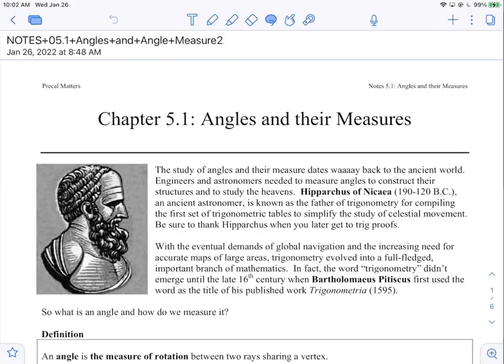All right, so 5.1 is the start of the second semester of pre-calculus, right? It's going to be the study of trigonometry. This rare black and white photo of Hipparchus of Nicaea, it's a great photo. He looks like he was a boss, right? He had a receding hairline, but he had a beard that made up for it, right? Hipparchus of Nicaea is known as the father of trigonometry.